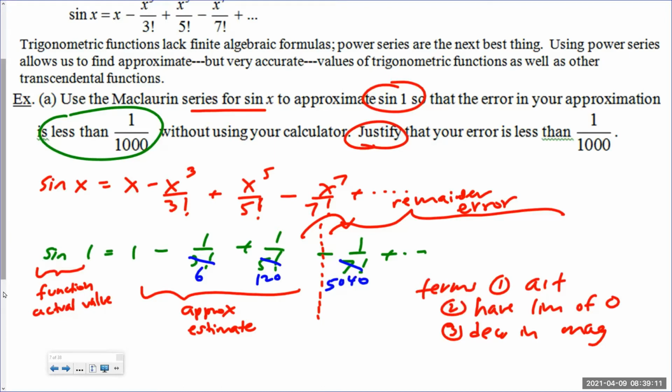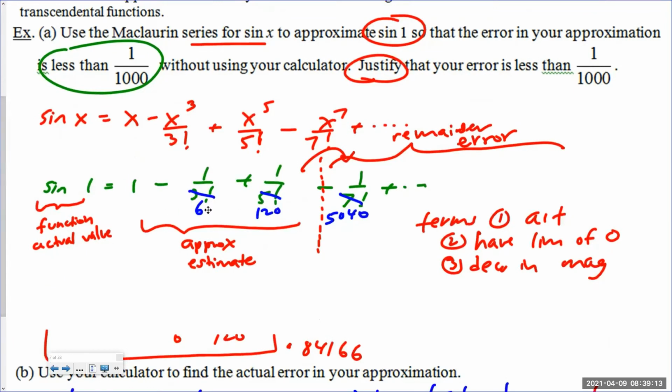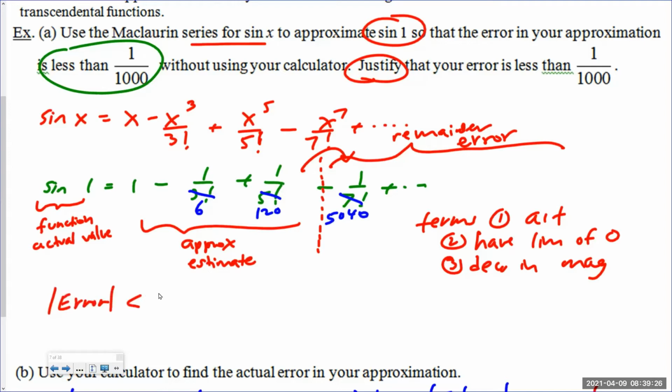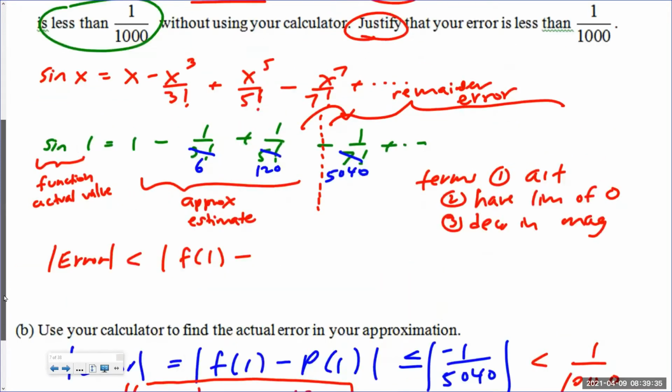What this says is that the most I'm wrong by, what's called the remainder bound or the error bound, is this number right here. So what you write is that my error is less than this number. Error is actually your actual value, which is f of 1, minus your approximation. I don't know what we put for approximation here. Oh, I put P1.